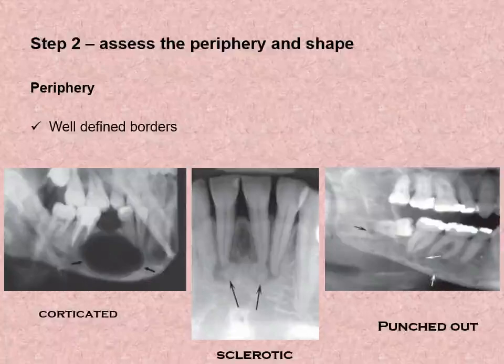Then the third well-defined border is the punched out border. Usually we see a sharp boundary with no reactive bone. In corticated and sclerotic borders, we see a white sclerotic border around the lesion, but in punched out lesions we don't see any opaque border, there is no reactive bone at all. It looks like punching a radiograph with a paper puncher. As seen within the black and white arrows, we see a small punched out appearance. All these 3 borders are well-defined borders.